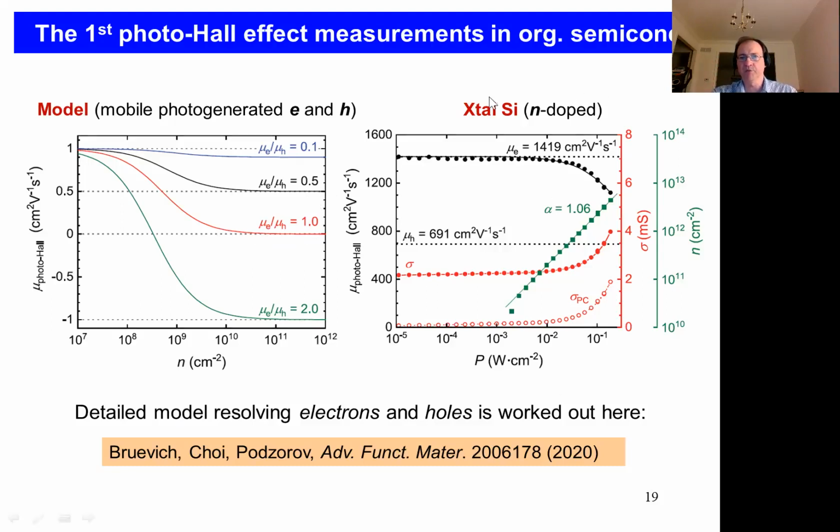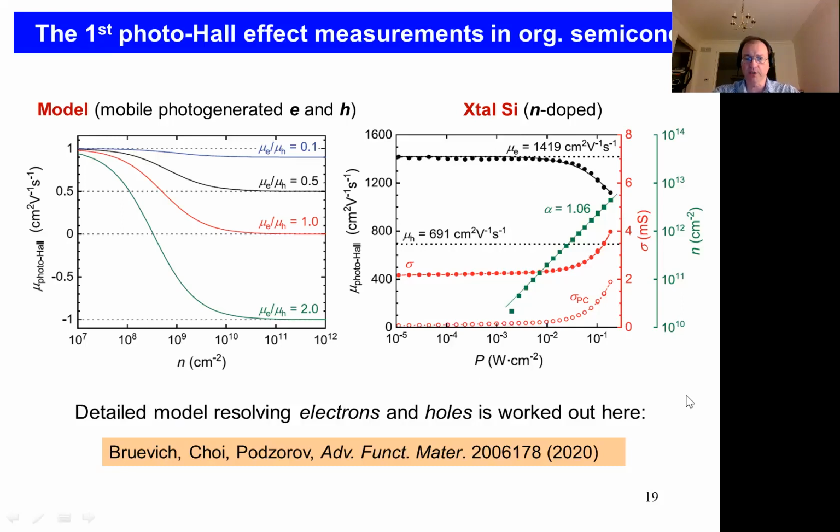And we have done control measurements in single crystalline silicon. These are n-doped wafers, and we do see this roll-off, although we cannot reach the saturation because it would require too high a photoexcitation. But nevertheless, when we fit this photo Hall mobility shown here by black circles with our model, we do extract the correct parameters for the separate mobility of electrons and holes.